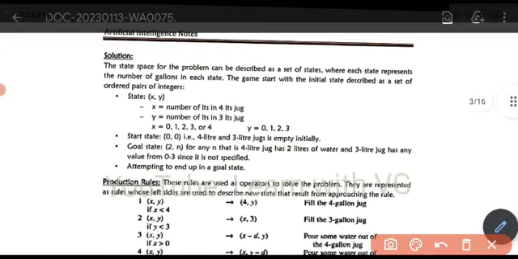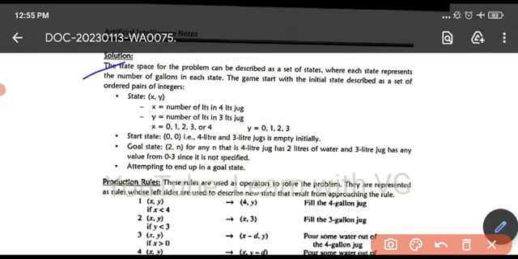So going through the solution properly. Here you have states x and y, where x is the 4 liter jug and y is the 3 liter jug. What are the possible values it can have? The 4 liter jug can have either 0, 1, 2, 3, or even 4 liter. When we consider the 3 liter jug, it can have 0, 1, 2, and up to 3 liter it can hold. Correct?